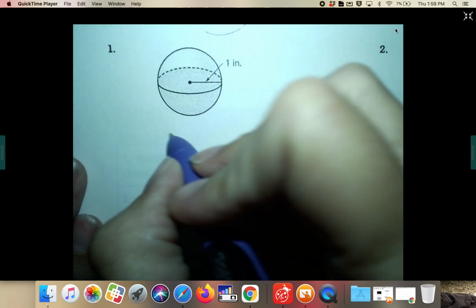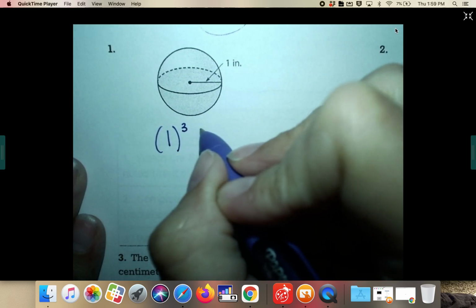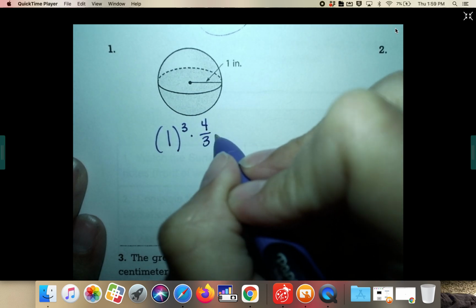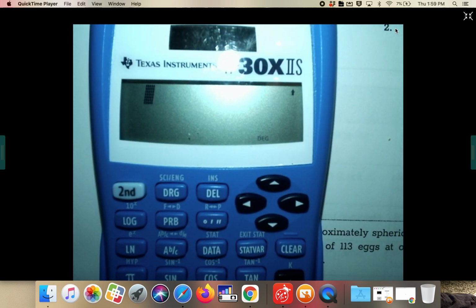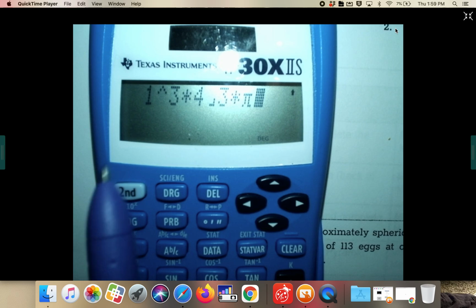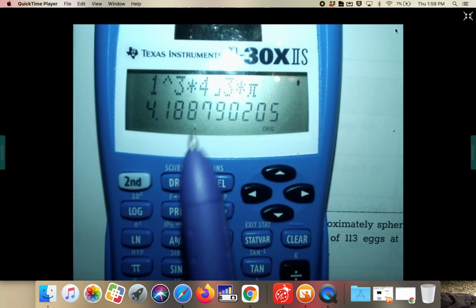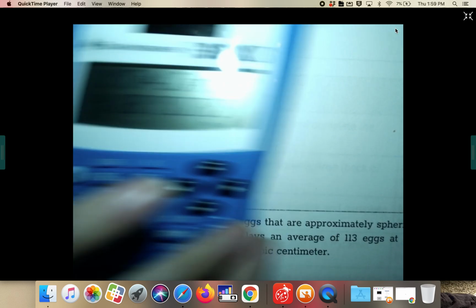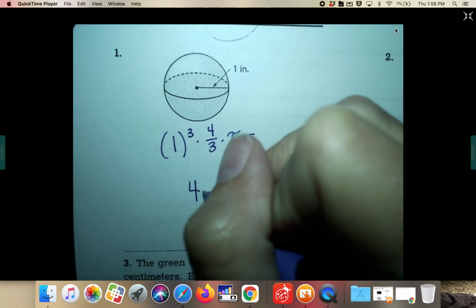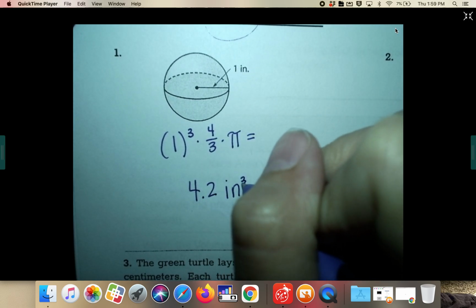So our radius is 1. So I'm going to type in my calculator 1 cubed times 4/3 times pi. 1 cubed is just 1 because 1 times 1 times 1 is just 1. But for sake of putting it in my calculator, I will do this so that you can see all the math behind it. 1 to the 3rd power times 4/3 times pi is 4 point, that's going to be 2. The 8 is going to bump the 1 up to a 2. So about 4.2 cubic inches.